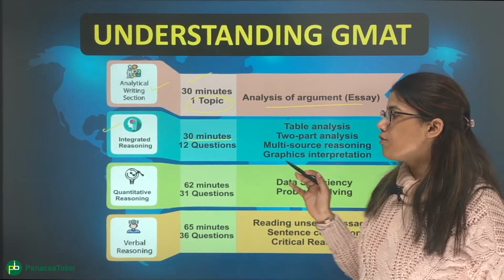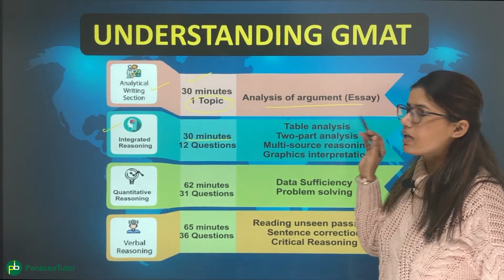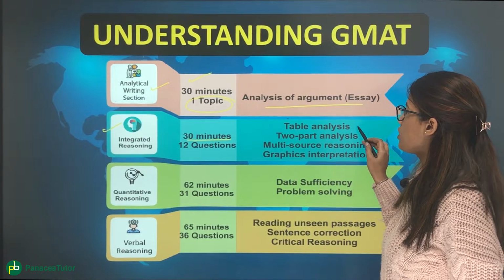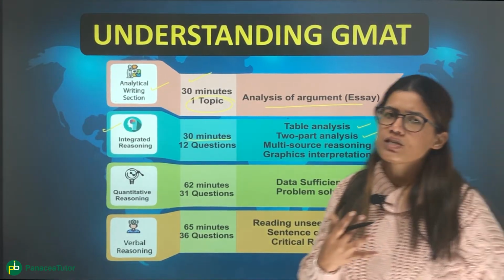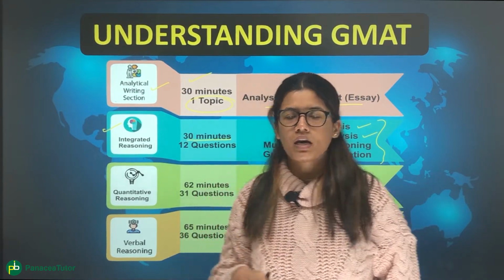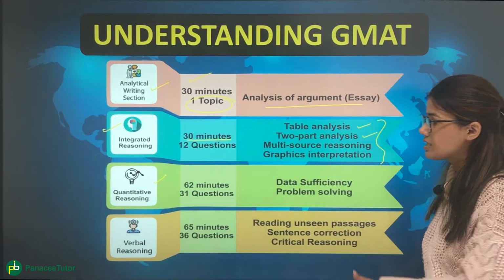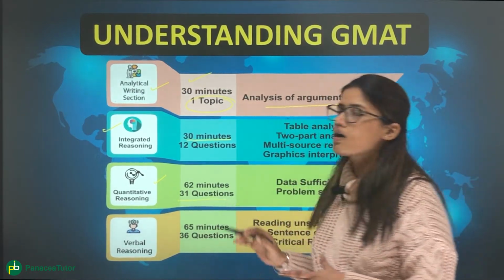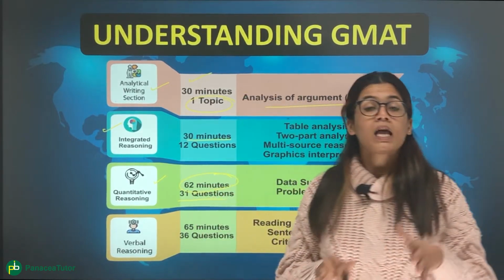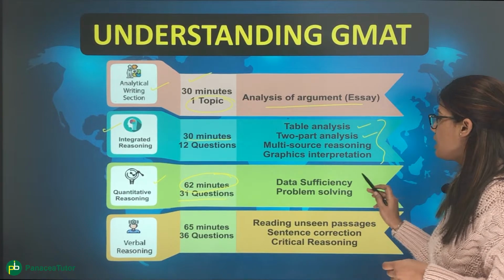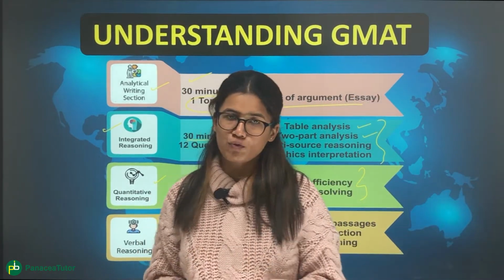Secondly, integrated reasoning consists of 12 questions and the time allotted is 30 minutes. In this section, they are going to check your table analysis, two-part analysis, and various other analysis of the given graph or some other kind. Next, in quantitative reasoning approximately 31 questions are going to be there and the time allotted is 62 minutes. In this section, data sufficiency and problem solving skills are checked.